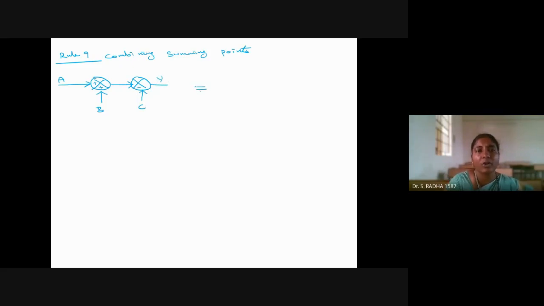This is equal to, okay, combining summing points. I will take a single summing point. And in this direction A is coming. In this direction I will put B. And here I will include C. And C is negative. Other two signals are positive. And you see the arrow mark directions. Only one output, three inputs. We are combining the summing points.